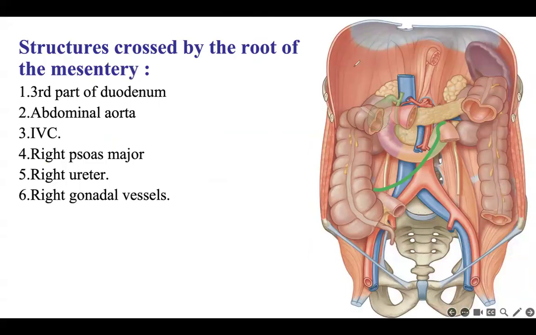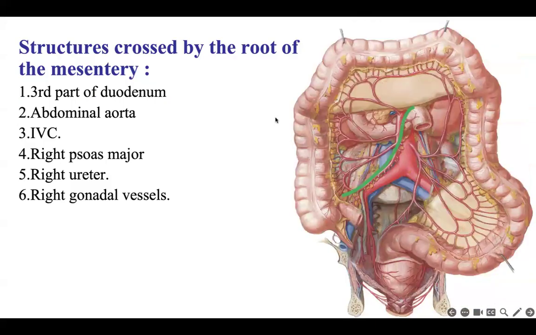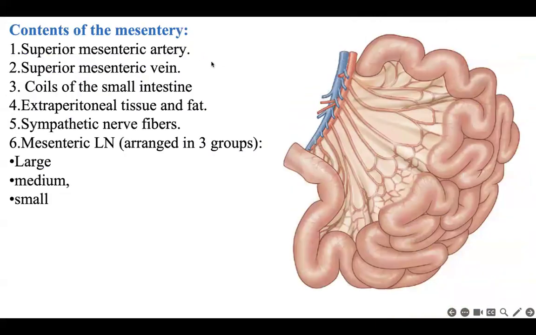The root of the mesentery is in front of the third part of the duodenum and the structures behind it. If you remember, the structures behind the third part of the duodenum are six structures: aorta, IVC, psoas major, ureter, gonadal vessels and so on. So the attached border is in front of all these structures. What are the contents of the mesentery? I told you, in the attached border, the superior mesenteric vessels. In the free border, the small intestine. Plus we have lymph nodes, sympathetic nerves, and fatty tissue.